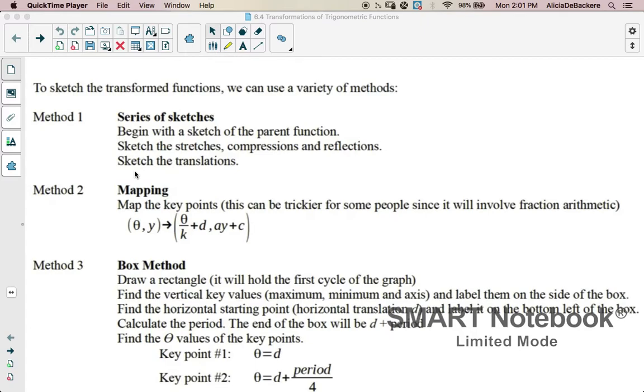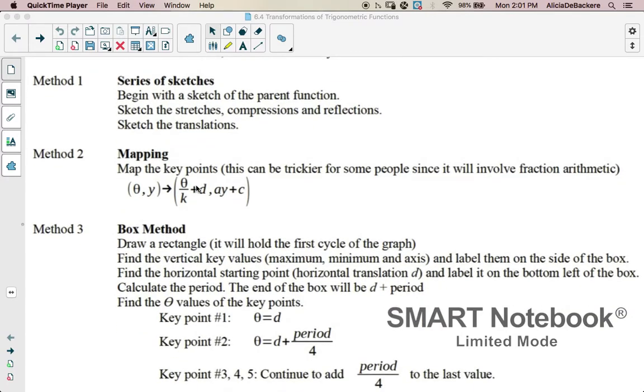You can also step it out even more. So if you wanted to do the vertical stretch in one step, and then the horizontal compression in a second step, and then do the reflections, and then the translations one at a time, you can do that. I don't care how many you show, as long as you show at least these three.